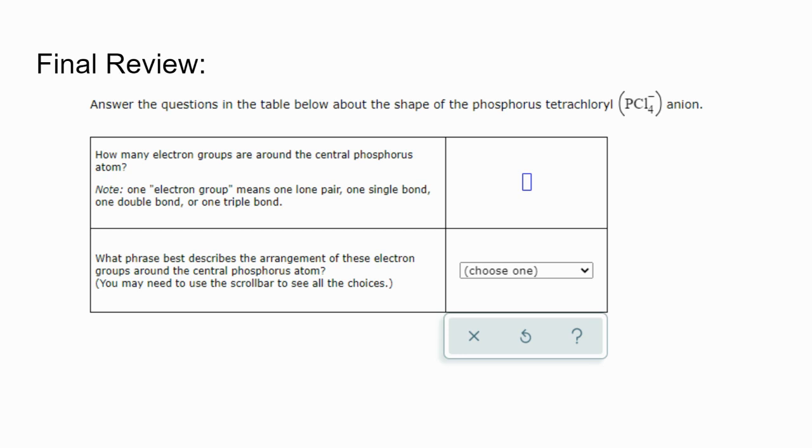Okay, draw the Lewis structure. So what would we start with, Sienna? Okay, how many electrons? So let's start with phosphorus. How many valence electrons does phosphorus have? 5. Okay, we've got one of those. And then chlorine, how many valence electrons does chlorine have? 7. Okay, thanks. So 7, and there's 4 of those. So that gives us 28.